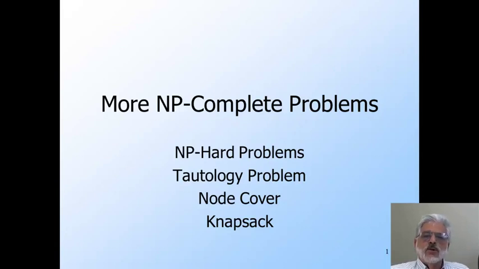But before moving on to reductions that show the problems node cover and knapsack to be NP complete, we introduce one more nuance into the theory. NP hard problems are those that would be NP complete if only they were in NP, but that are probably or certainly harder than anything in NP. We talk about the tautology problem, which is an example of such a problem, even though it is very closely related to the problem SAT.